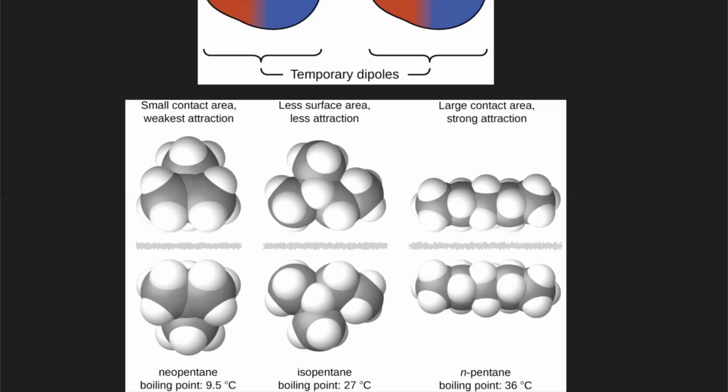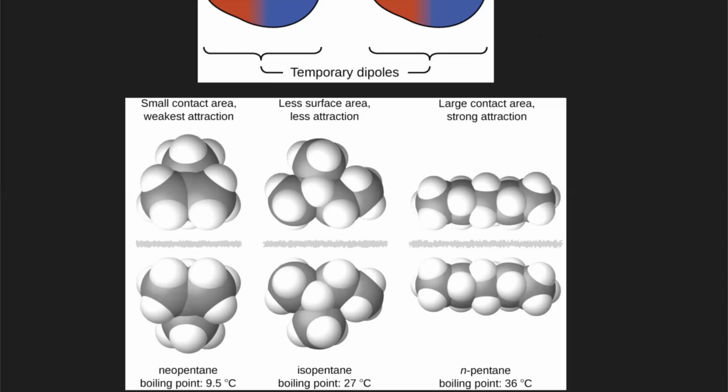But the surface area increases if the molecule is flatter. If there are too many branching points, it will decrease the surface area, and therefore the boiling point will be less. Remember, the more intermolecular forces we have, the higher the boiling point.